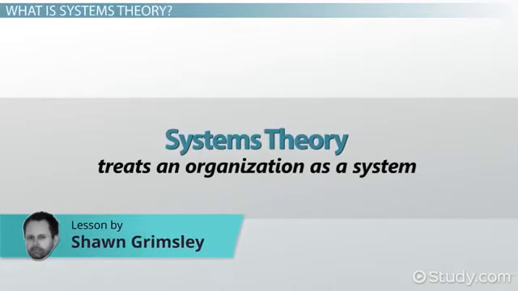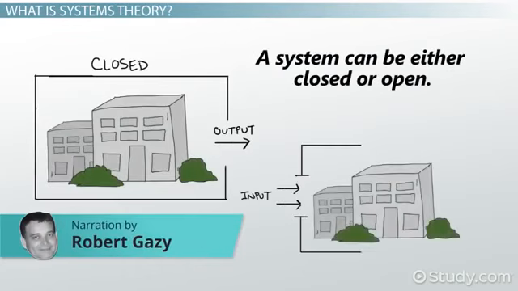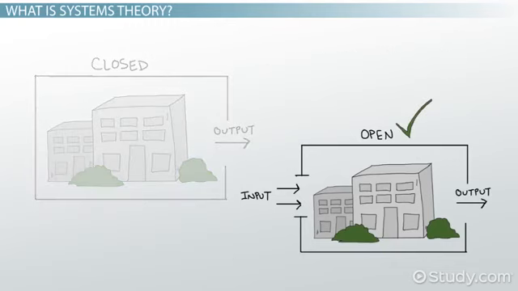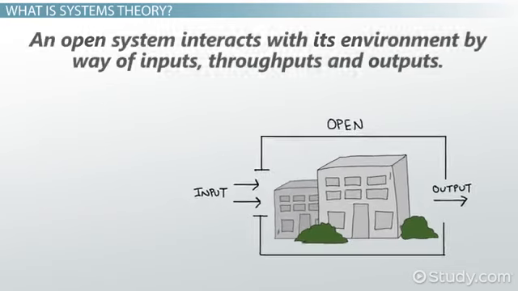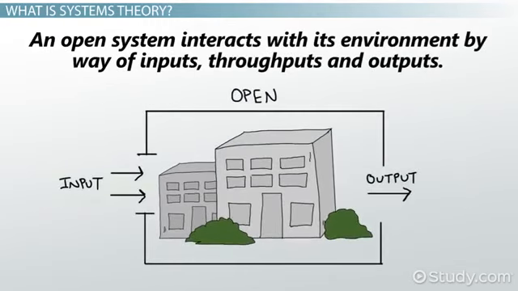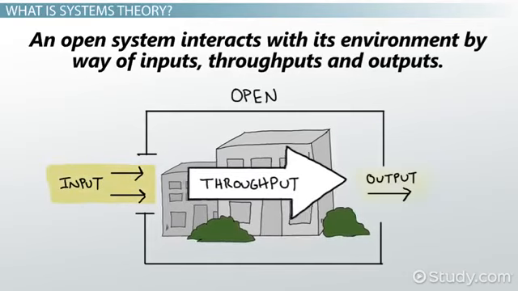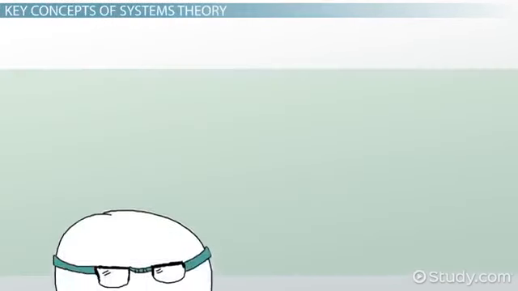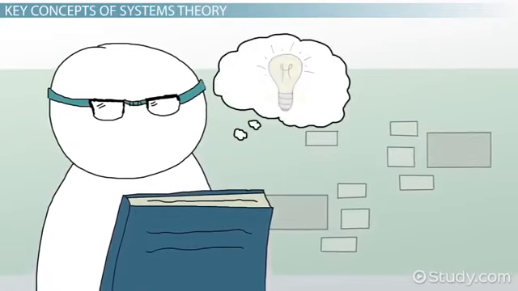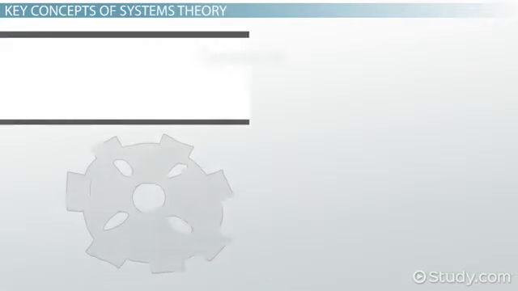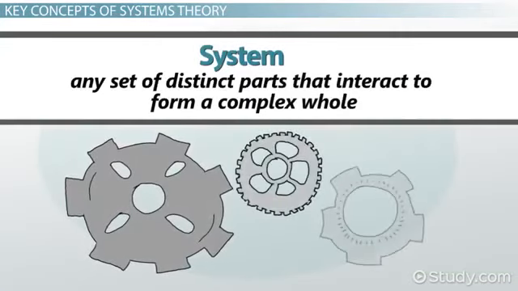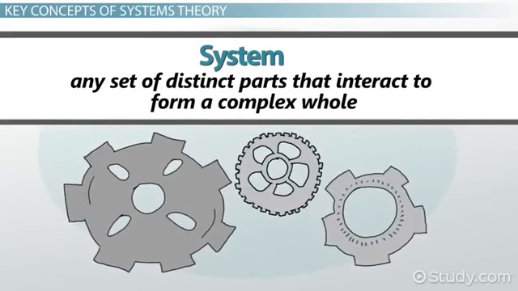Systems theory treats an organization as a system. A system can be either closed or open, but most approaches treat an organization as an open system. An open system interacts with its environment by way of inputs, throughputs, and outputs. In order to understand the theory, you must first get a firm understanding of a system. A system is any set of distinct parts that interact to form a complex whole.